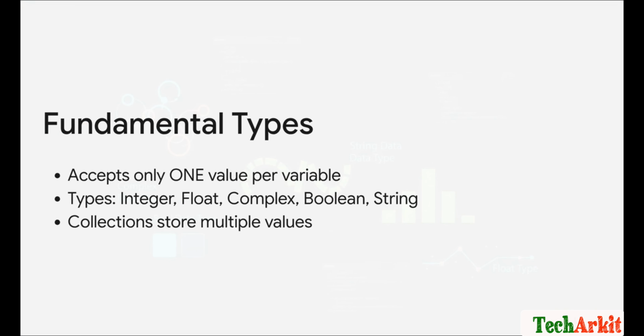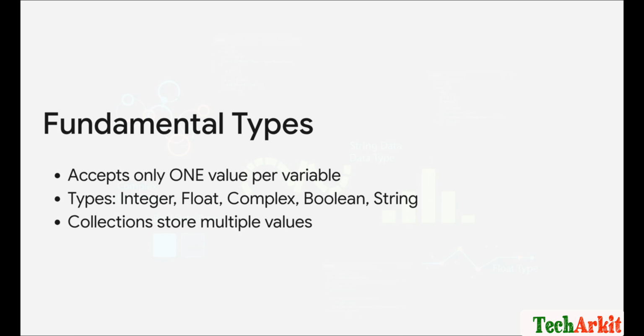So, the absolute crucial point here is understanding the difference between fundamental types and collection types. Think of a fundamental data type like a tiny box that can hold exactly one single value per variable. That's it. No more, no less. And there are 5 of these little boxes in Python: integer, float, complex, Boolean, and string.